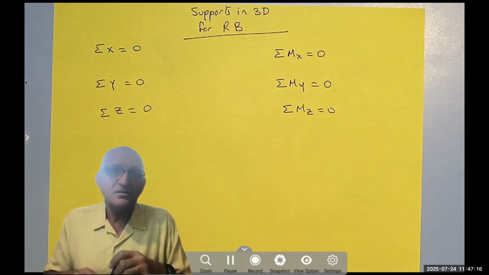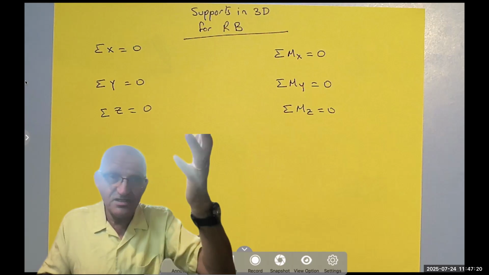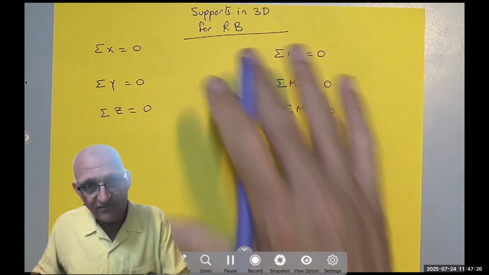So generally speaking, we will need to use six support reactions. Not necessarily; sometimes we'll see why. Sometimes we need fewer than that, but we cannot have more than that. Okay? Most of the time we'll have that many.